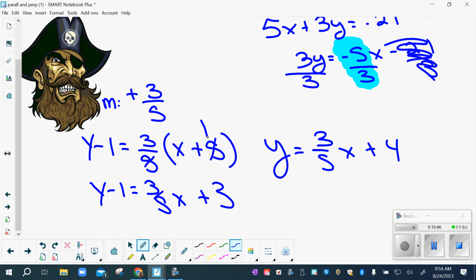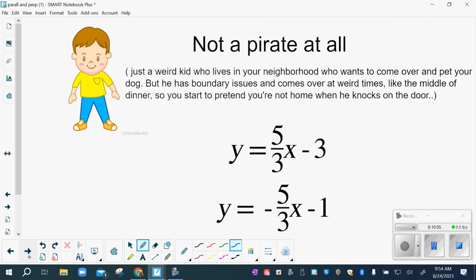So you fixing it? Am I good? Okay. There are 2 other types of lines. Oh, wait till you see this next one. It's my favorite one. Next thing is not a pirate at all. Clearly, just some weird kid who lives in your neighborhood and wants to come over and pet your dog, but he has boundary issues and comes over all the time, like in the middle of dinner. So you start to pretend like he's not home and he knocks on the door. I mean, not like that happens to me. I'm just going to keep rolling.